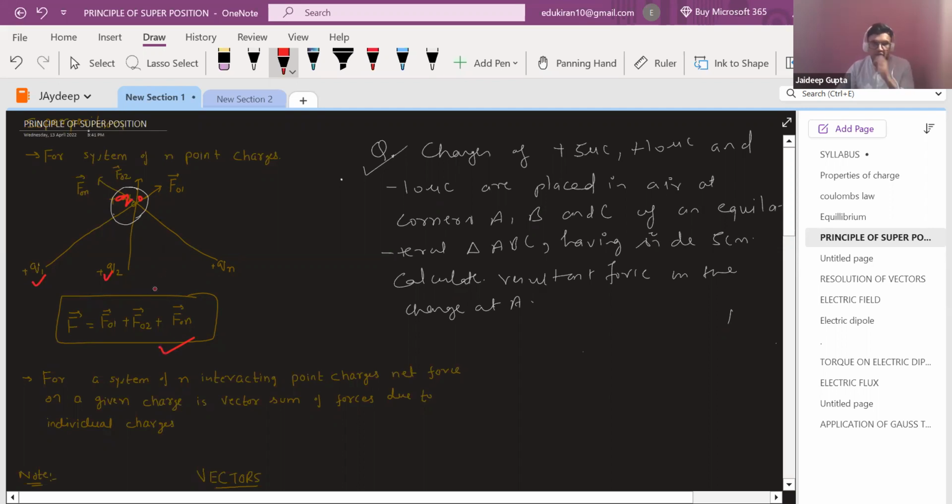Iram, do you know vectors? A bit. Okay, I'll revise them. Don't worry. So what does it state?